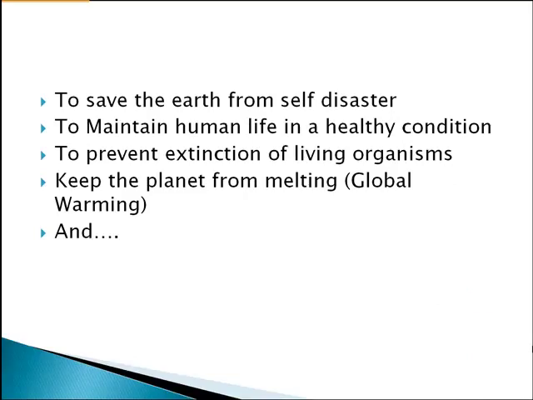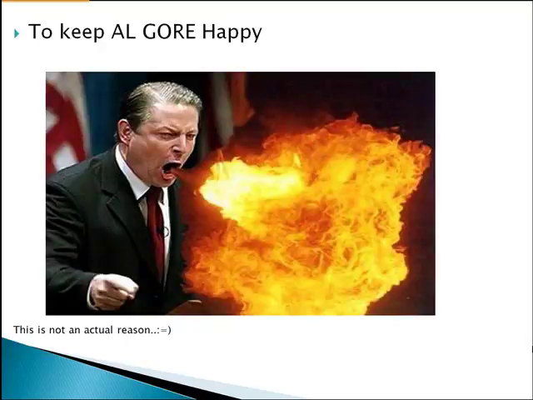So why do we need environmental sustainable technology? Quite simple. To save the earth from self-disaster, to maintain human life in a healthy condition, to prevent extinction of living organisms, keep the planet from melting, and the funny part, keep our God happy. This is not a real reason, but I just thought it was pretty funny because this guy here is pretty big on greenhouse technology, even though his house probably uses more electricity than a whole hospital.